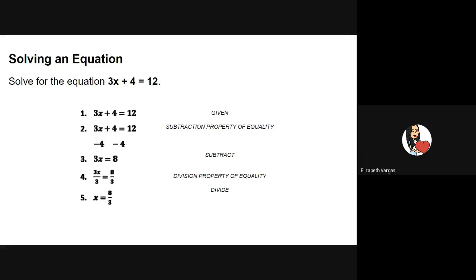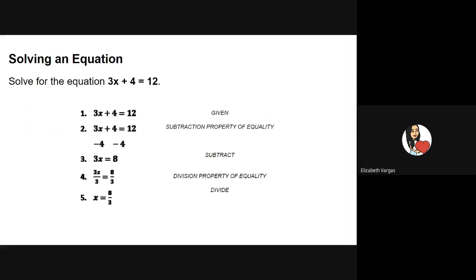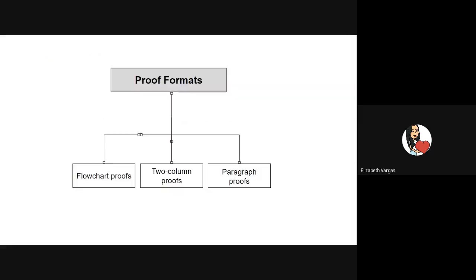But we can actually create a proof out of this. In order to create a proof, I would have to justify each step until I get to my final answer. I would always start with my given, which you're always going to name as your given. Then each step has its own justification. Why are we able to subtract? Well, because of the subtraction property of equality, and then we actually do the subtraction. Why are we able to divide? Because of the division property of equality, and then we actually do the division. At the end, we always want to end with what we're trying to prove. We're trying to solve this equation, so we end with x equals 8/3, which solves the equation. Basically, for anything in math, you can provide a proof. And we're going to look at 3 different types of proofs today.